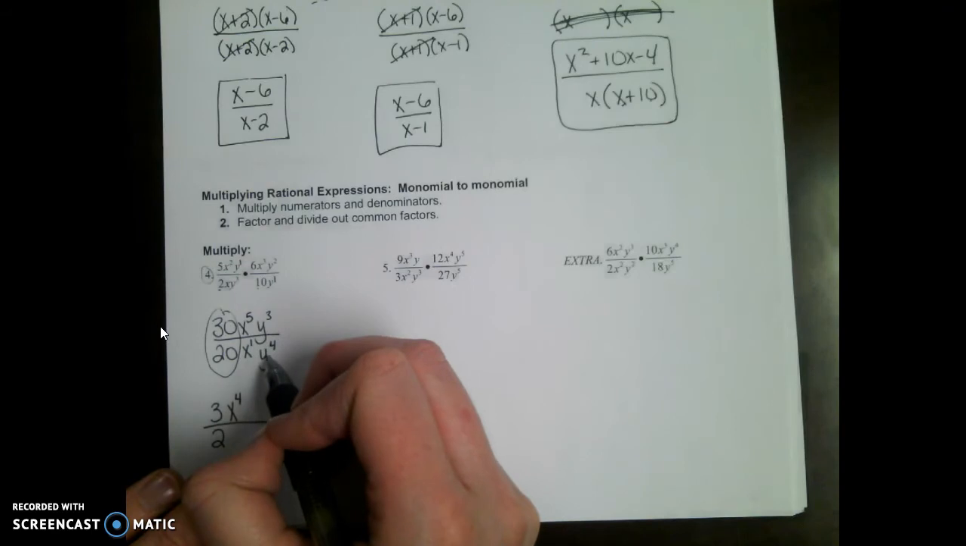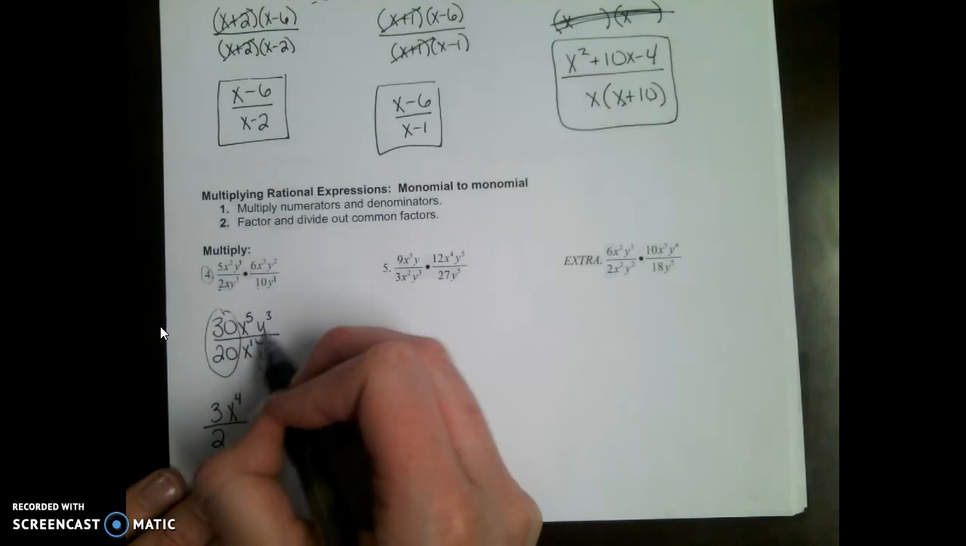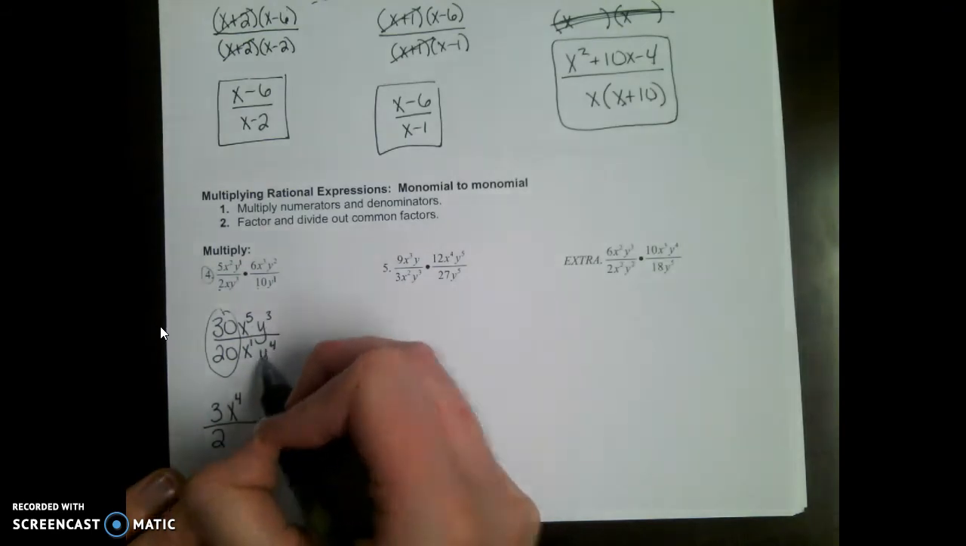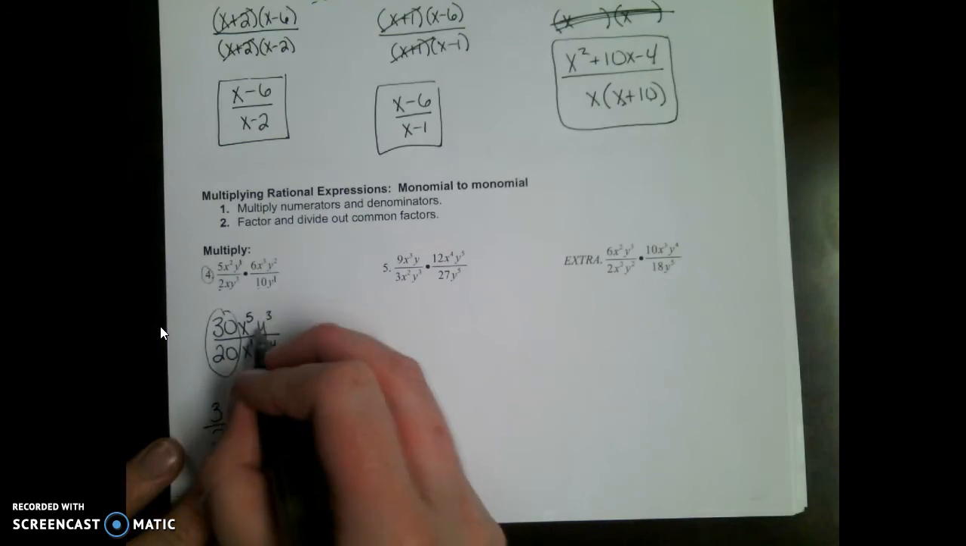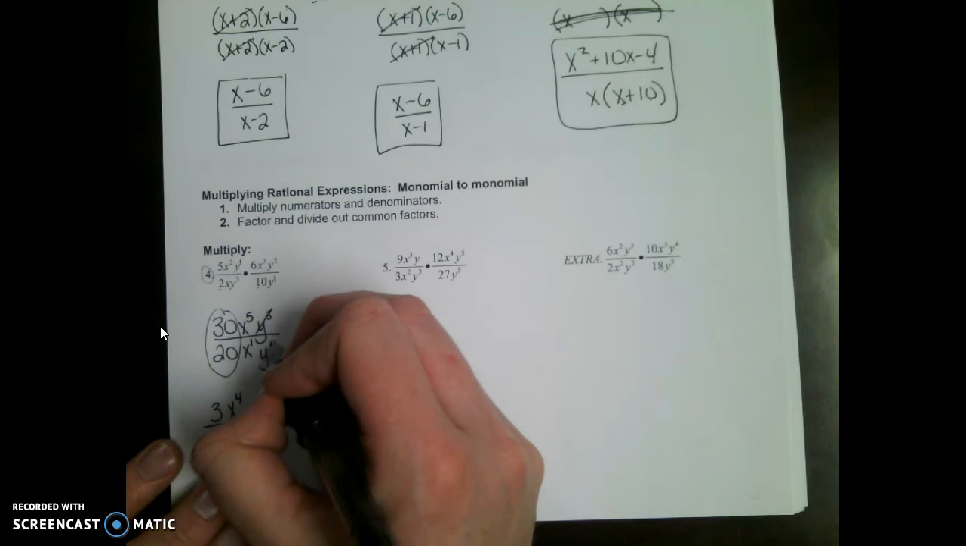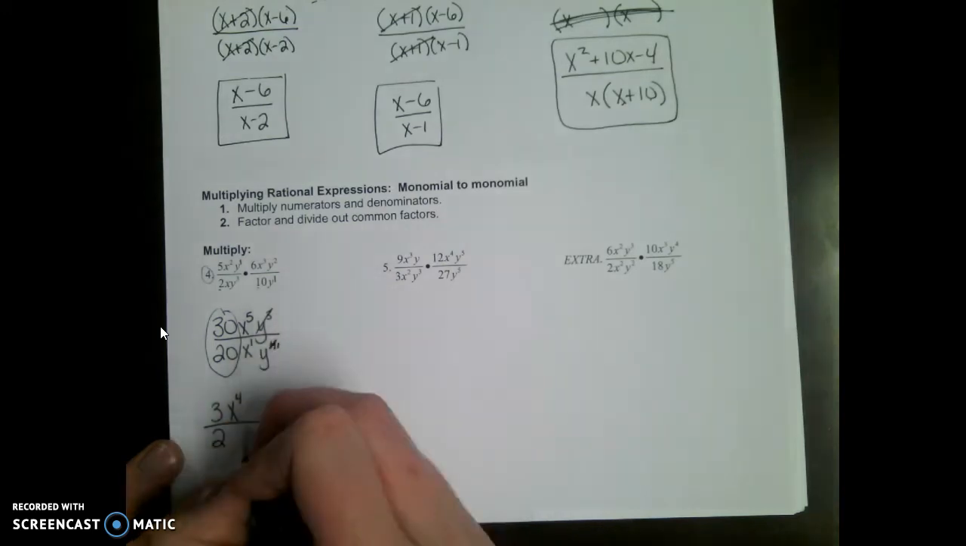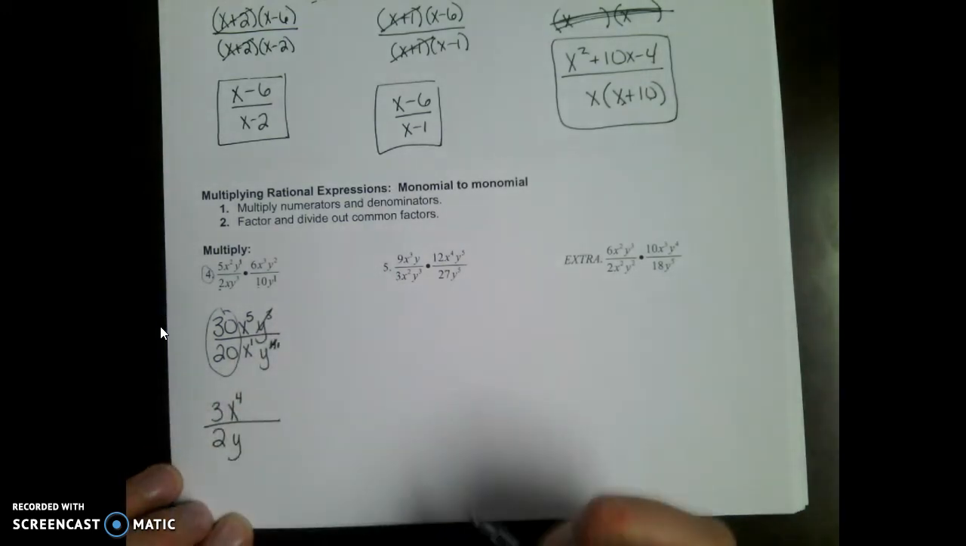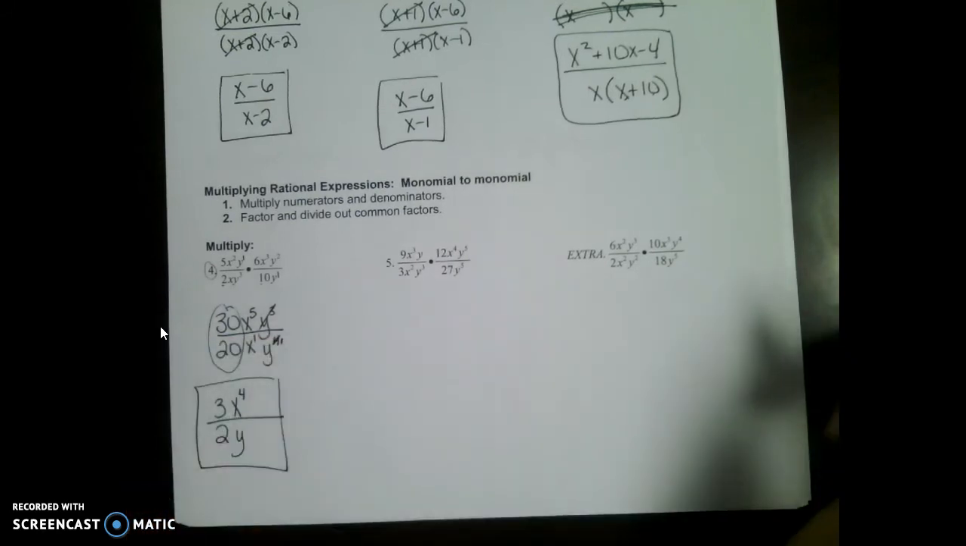Y to the 3rd over y to the 4th. These 3 will cancel out 3 of the 4. So there won't be any more y's left on the top because those 3 are going to completely cancel out. This one, it'll cancel out 3 of the 4, leaving us with 1 of them left over. So our final answer is 3x to the 4th over 2y.